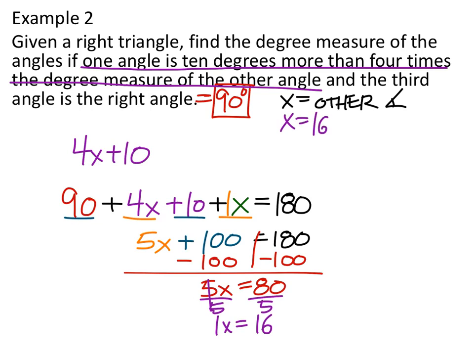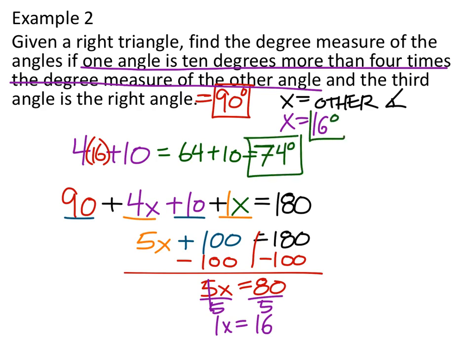Now in that 4x plus 10, we can go in and replace the x with 16, because right now we think it's 16. And what do we get when we evaluate that? 4 times 16, 64, plus 10, and that would be 74. 74 degrees, and then the other angle was 16 degrees, and then the third angle is 90 degrees.